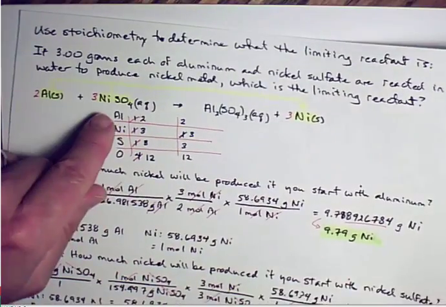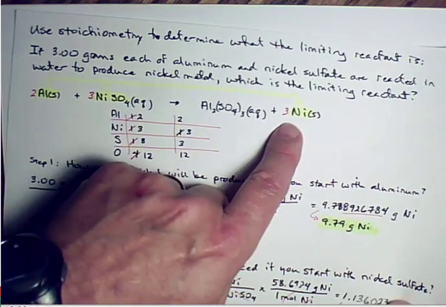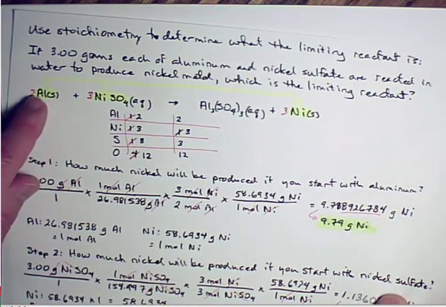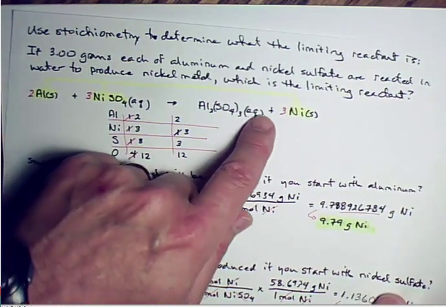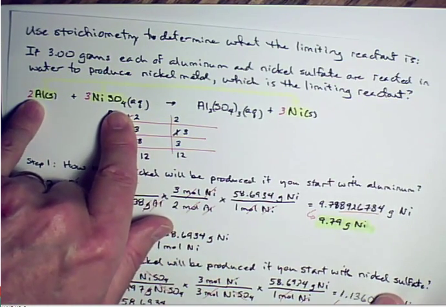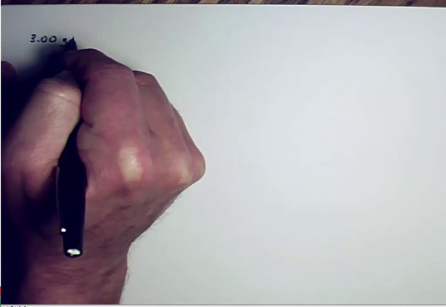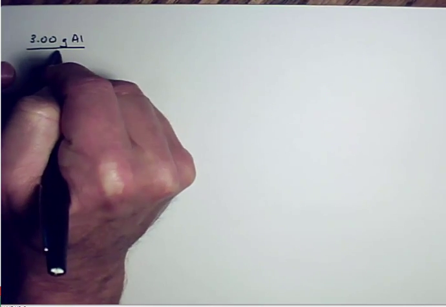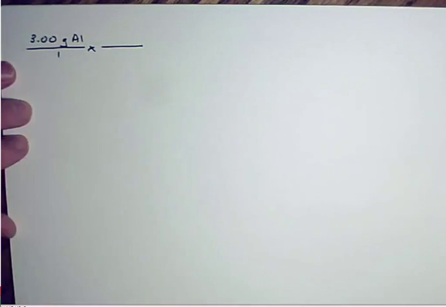So we started already. We did a mass-to-mass problem starting with this and going to this. Now we're going to do a mass-to-mass problem starting with this and going to this. Both of these are the reactants. We're using this process to find which one is the limiting reactant. Okay? So we have 3 grams. The problem says we have 3 grams of both the aluminum and the nickel sulfate. So we're going to start with 3 grams of aluminum.